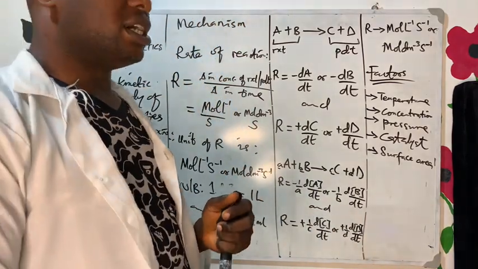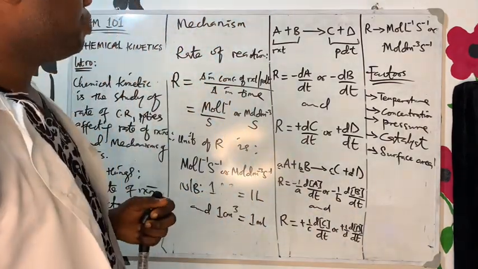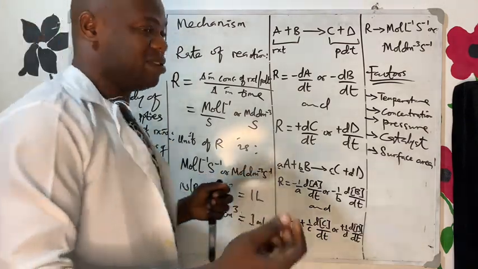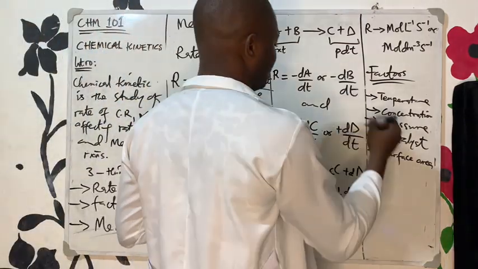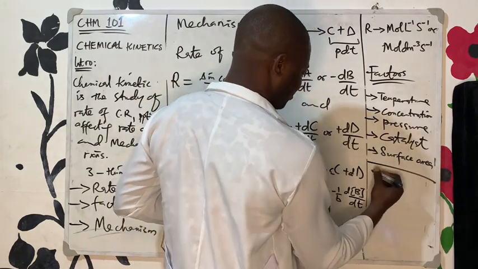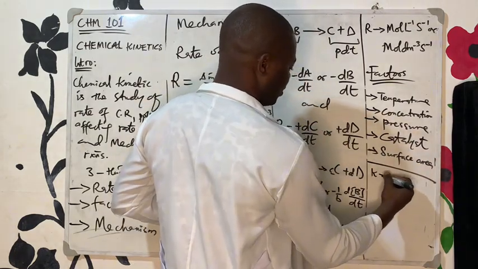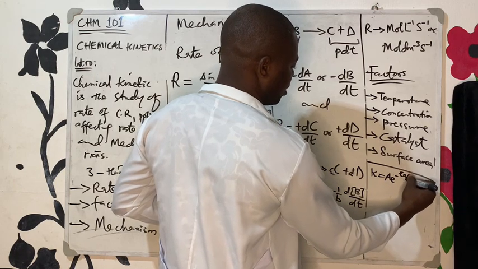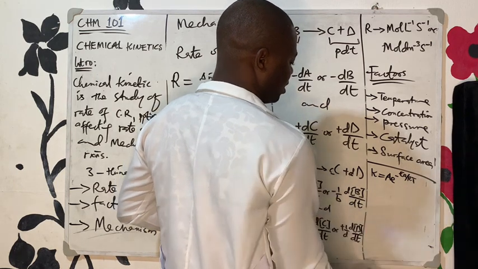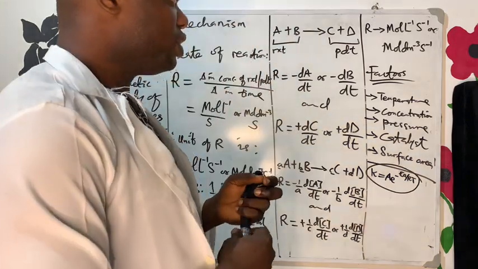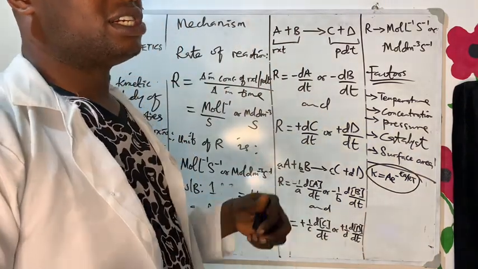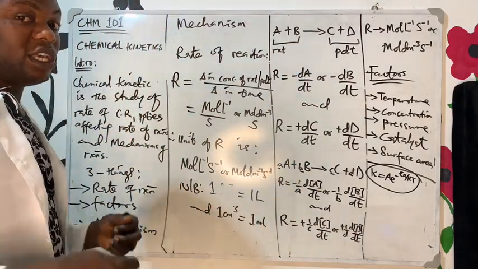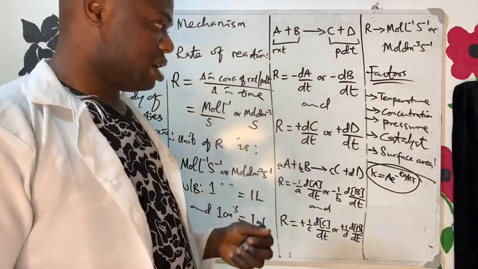Of course, I want you to understand the temperature factor can be expressed better with the Arrhenius equation. I don't want to talk much about this for now, but K, the rate constant, is equal to Ae^(-Ea/RT). So this is just to say that an increase in temperature increases the rate of reaction.